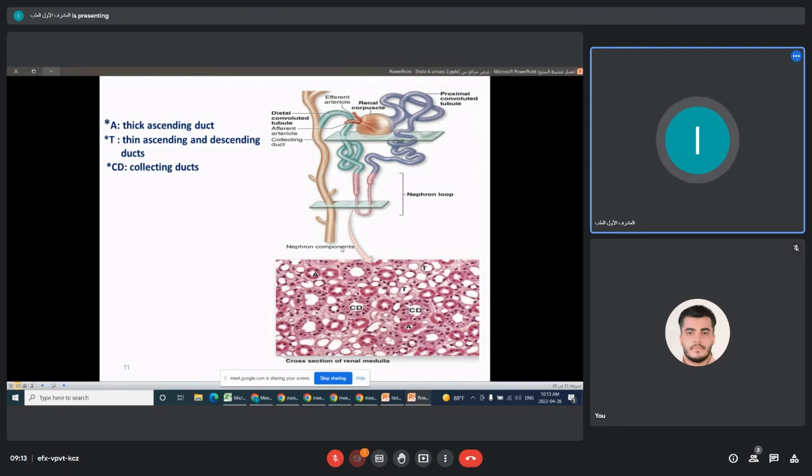Thick ascending part. And you can see here the lining is simple cuboidal epithelium with bright acidophilia, because its function is active transport. And these thin structures lined by simple squamous epithelium are the loop of Henle: the thick ascending, the thin ascending, and the thin descending limbs of the loop of Henle. These large structures here are the collecting ducts.